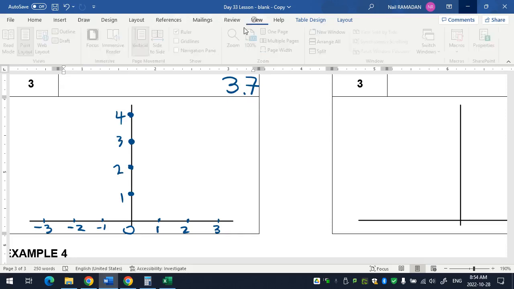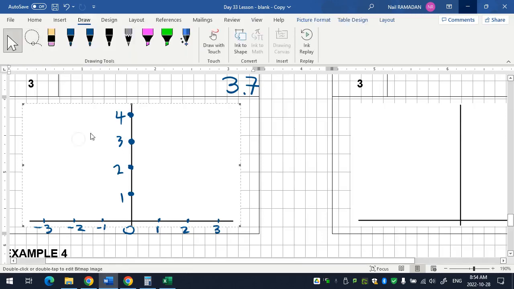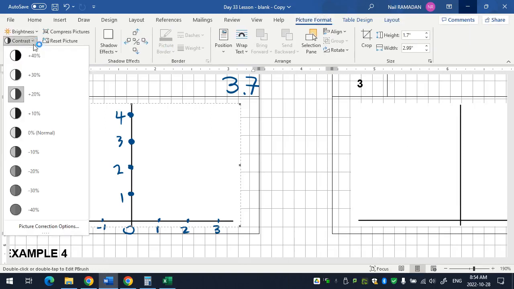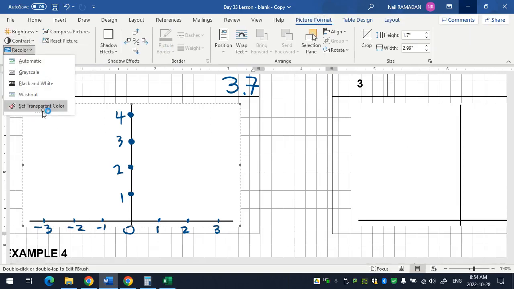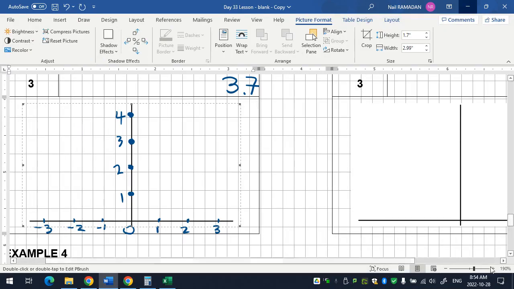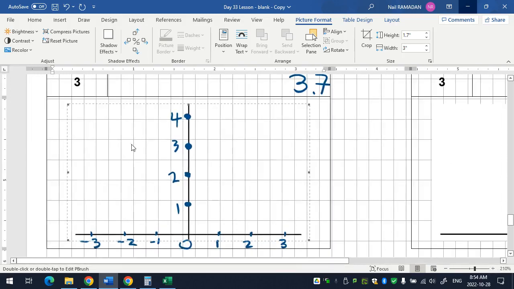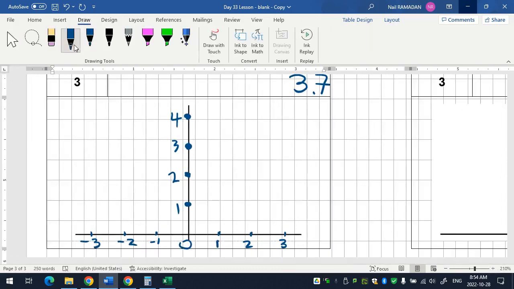You know what? I'm gonna give myself some grid lines. Okay, hold on 1 second. I need to make it transparent. Picture format, contrast, no recolor. Nice. Now I can see. Okay. Where is 1.1? Maybe here. I guess right here. Okay.